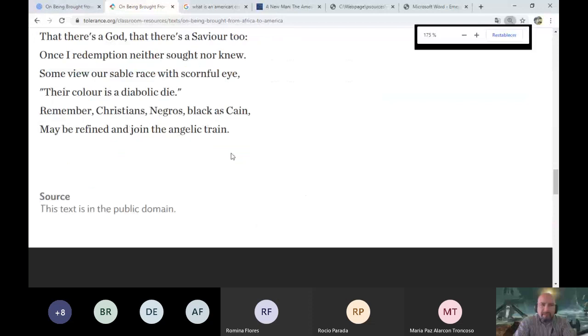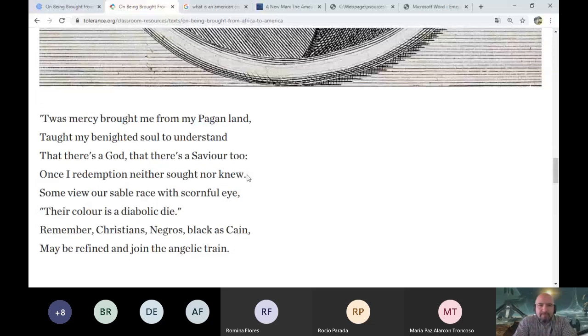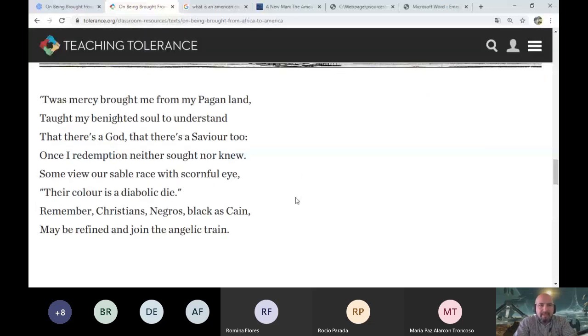So the poem says, "'Twas mercy brought me from my pagan land, taught my benighted soul to understand that there's a God, that there's a Savior too. Once I redemption neither sought nor knew. Some view our sable race with scornful eye. Their color is a diabolic dye. Remember, Christians, Negroes, black as Cain, may be refined and join the angelic train." As you can see, a very short poem written by Phillis Wheatley.